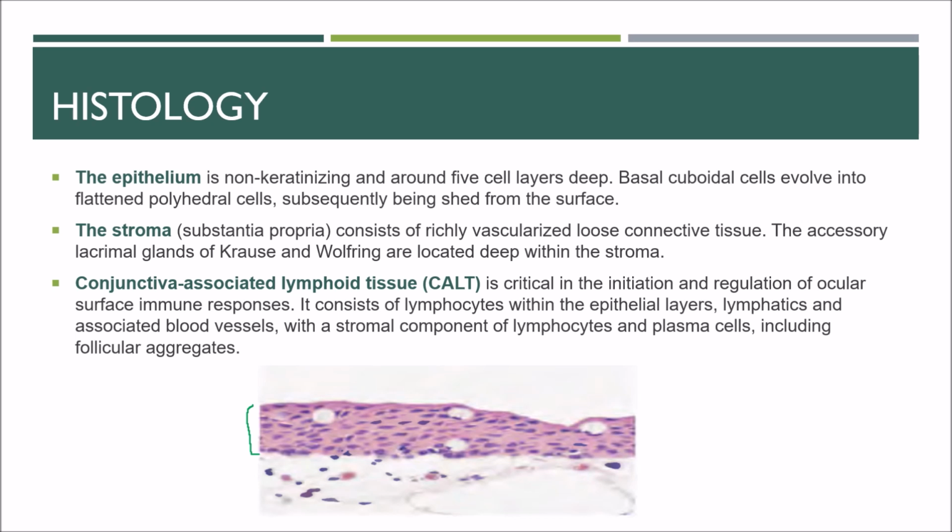Conjunctiva-associated lymphoid tissue or CALT is critical in the initiation and regulation of ocular surface immune responses. It consists of lymphocytes within the epithelial layers, lymphatics, and associated blood vessels, with a stromal component of lymphocytes and plasma cells, including follicular aggregates.